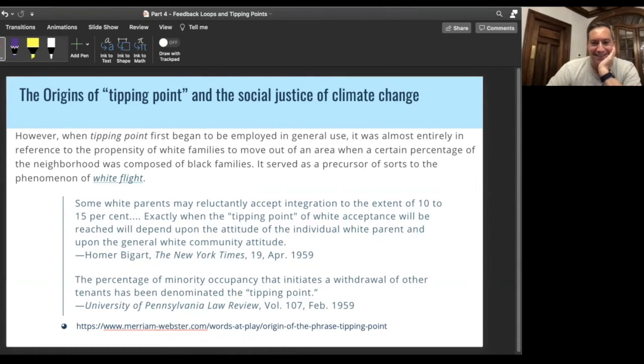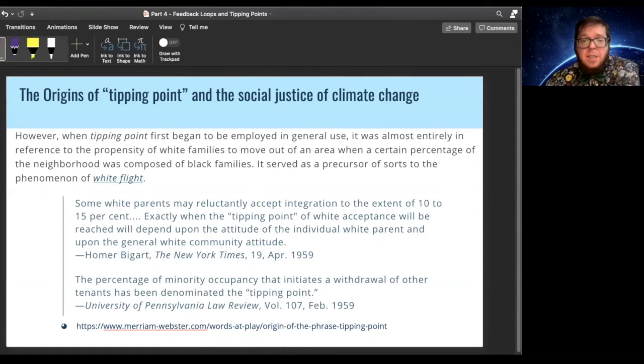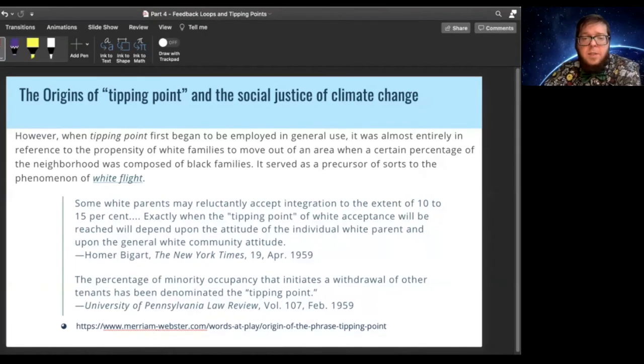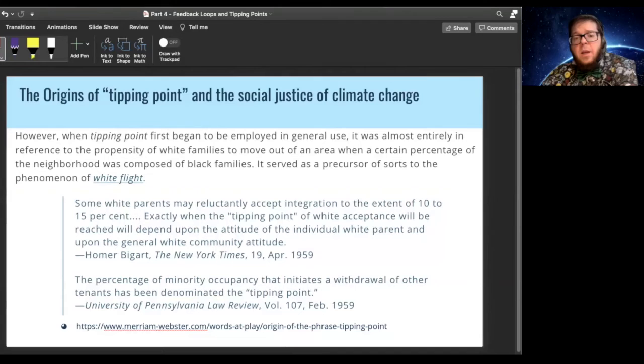Okay. All right. Let's talk about the origins of the phrase tipping point. This is something else I didn't know about until I was doing my due diligence and checking my sources for today's presentation. This picture here is a screenshot from an article on Merriam-Webster that says, when tipping point first began to be employed in general use, it was almost entirely in reference to the propensity of white families to move out of an area when a certain percentage of the neighborhood was composed of black families. It served as a precursor of sorts to the phenomenon of white flight.